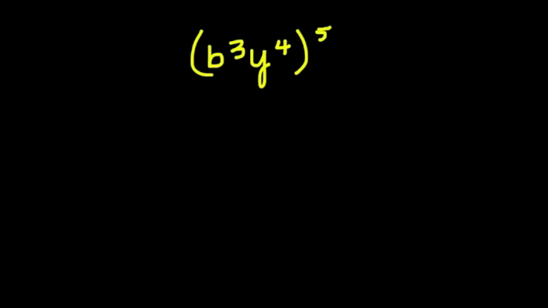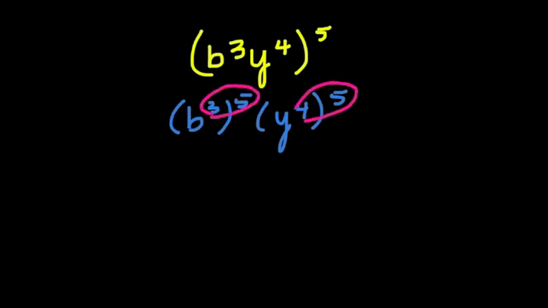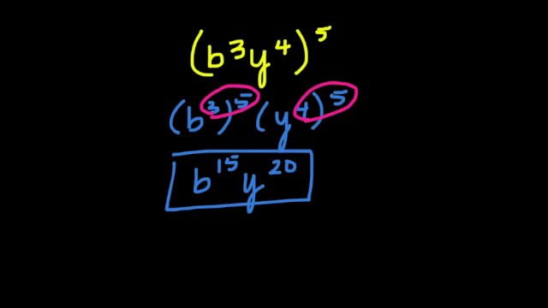Alright, let's try this one using that product of a power rule. So here we have b to the third, y to the fourth, all to the fifth power. So again, I could break this down into two parts, b to the third to the fifth power, and then y to the fourth to the fifth power. And again, when I do that, what happens is I'm going to take and multiply my exponents together. So here I'd end up with b to the 15th power, because 3 times 5 is 15. And then here for my y's, I'd take and multiply 4 times 5, which would give me 20. So the final answer here would be b to the 15th, y to the 20th.